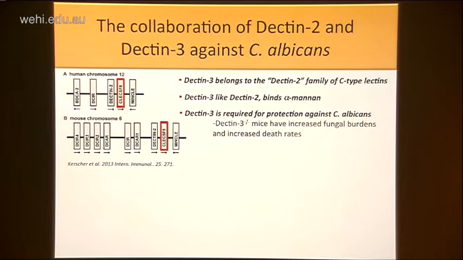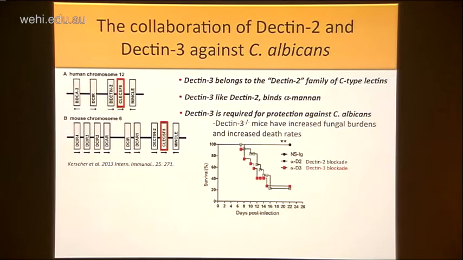And what's interesting is that Dectin-3 is required for the protection against C. albicans. So the knockout animals have an increased fungal burden and increased death rates. And I wanted you to have a look at what that data actually looks like. And the way that the people have done this experiment is they have inoculated mice with the C.